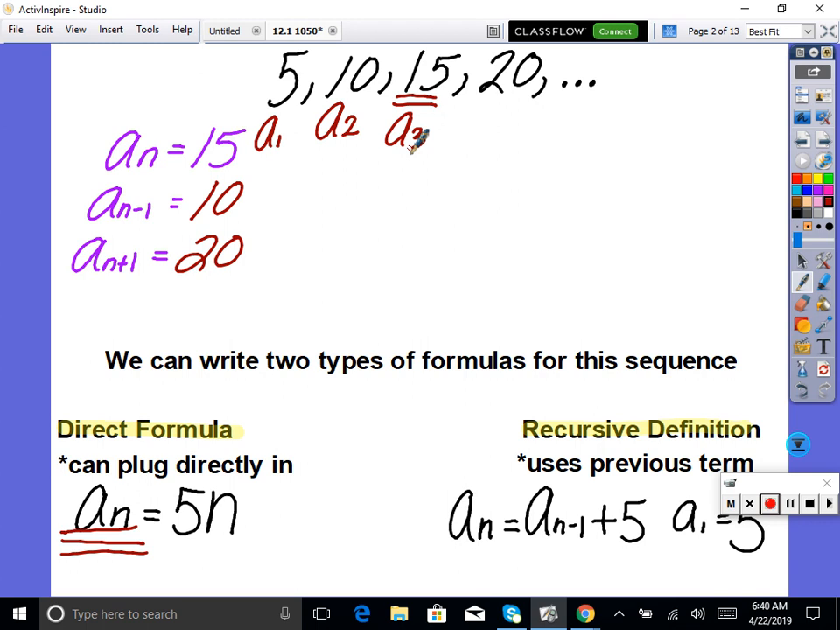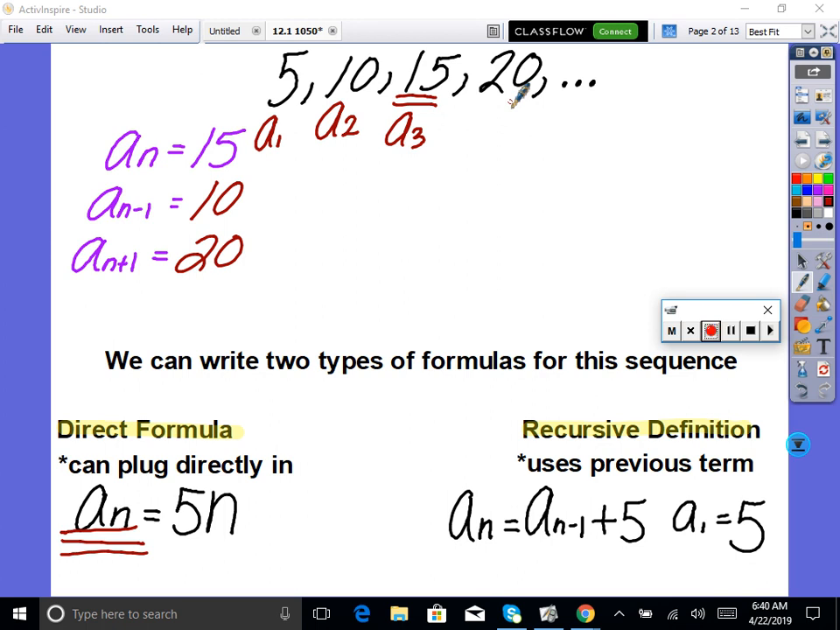All right. Now, recursive definitions. Sorry, I'm going to move this up. A direct formula is the one that you can plug directly in. A recursive definition is a definition or a formula that is written in terms of the previous term. It's a general formula that will also recreate 5, 10, 15, 20, but it's written in terms of the previous term. You'd have to know the previous term.